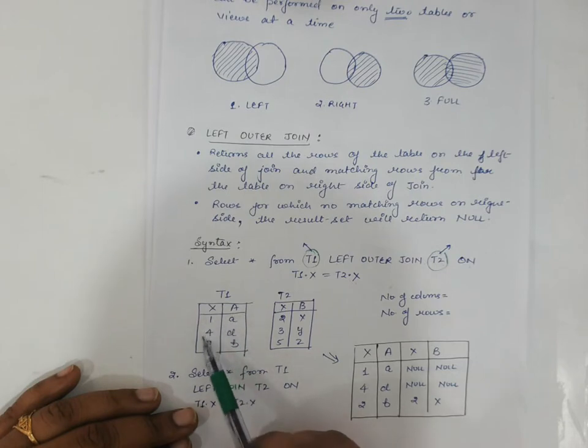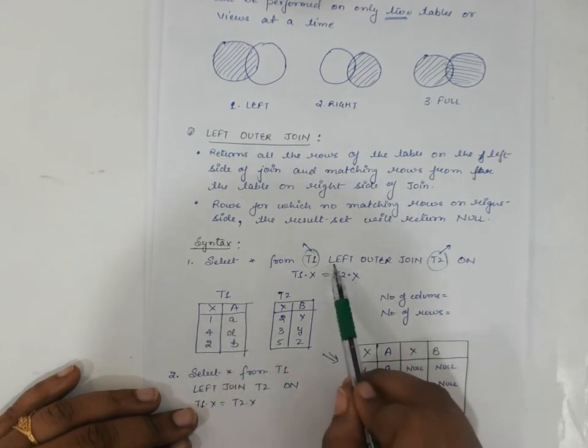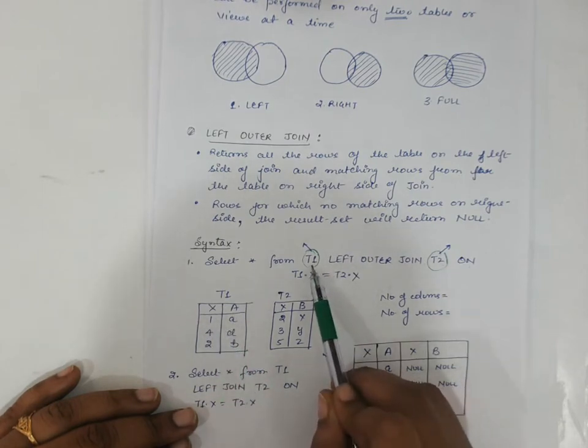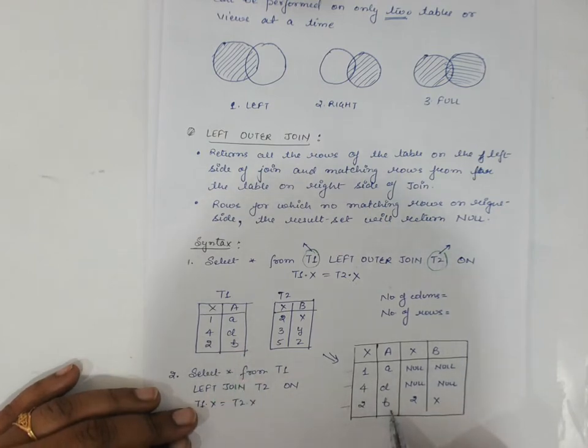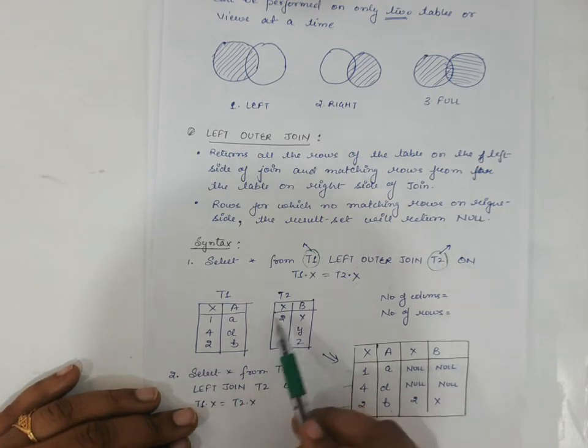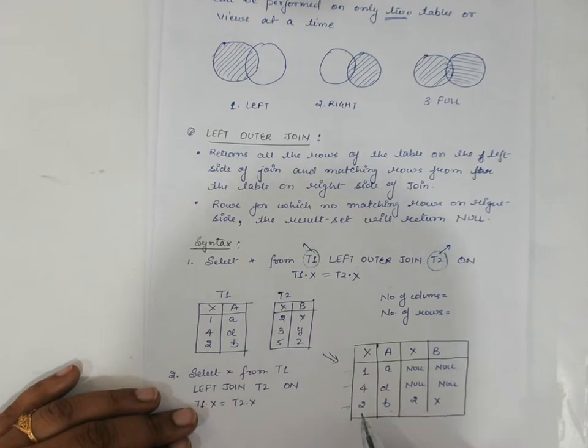So table T1 is as defined on the left hand side of the left outer join. So it will retrieve all the tuples of table 1, 1A, 4D, 2B. Now who will be the matching tuple from the right? On the basis of the matching column condition this will be done. So only 2x exists for this particular tuple, and for the rest there is no value for 1 and 4, so null will be padded. You can also write left join in place of left outer join.